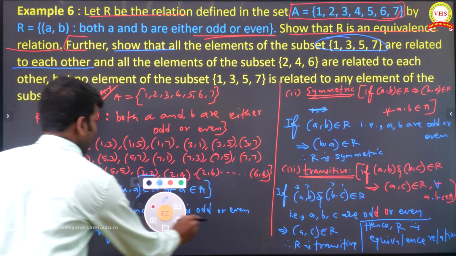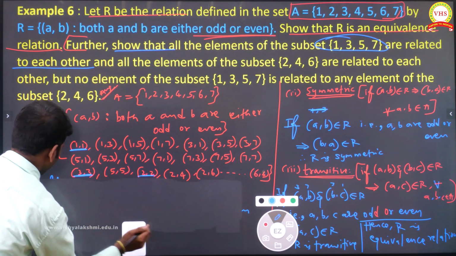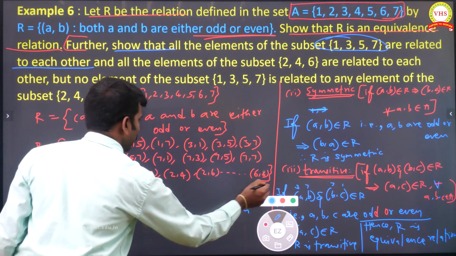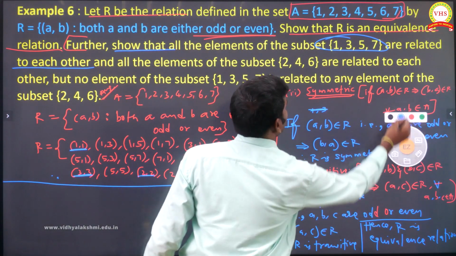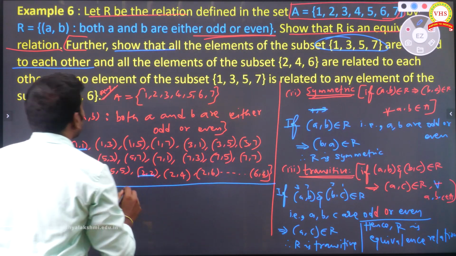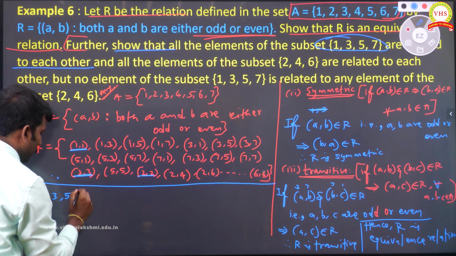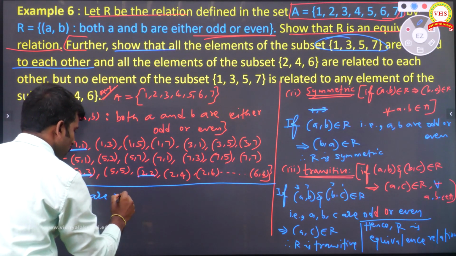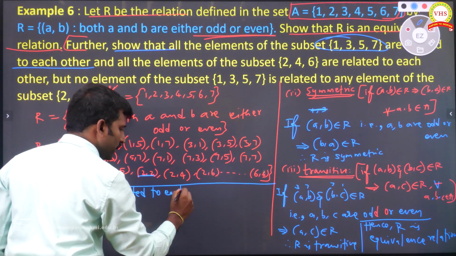I will use this place. Here onwards, this is let it be. I'm not disturbing this line. Here I will write this. So what is the meaning? 1, 3, 5, 7 are related to each other. You write it as it is, each other.